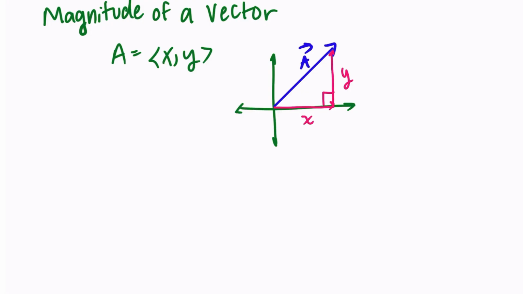If we can recall, the Pythagorean theorem says a squared plus b squared is equal to c squared, or c is equal to the square root of a squared plus b squared. And that's exactly how we find the magnitude. We square the component of the x, square the component of the y, and we take the square root. And that's how we get the magnitude.